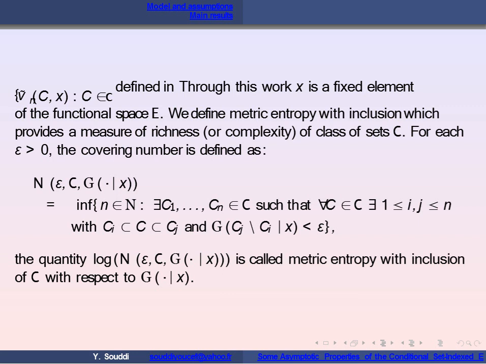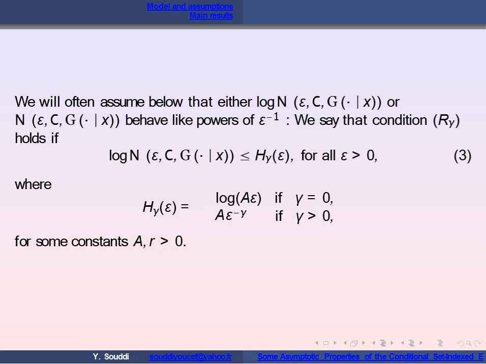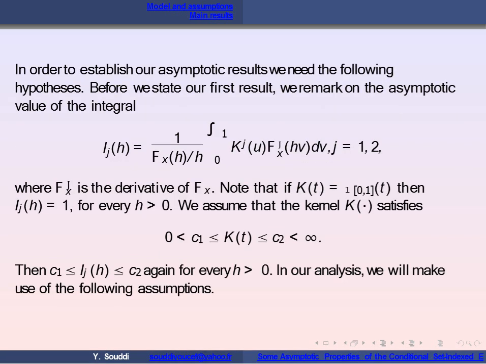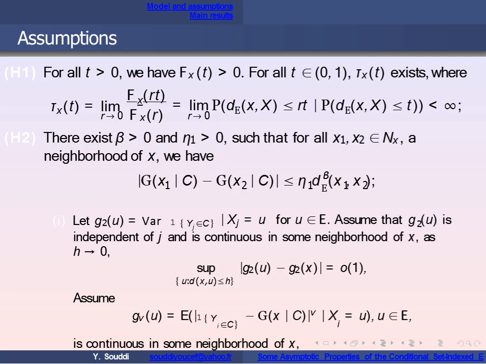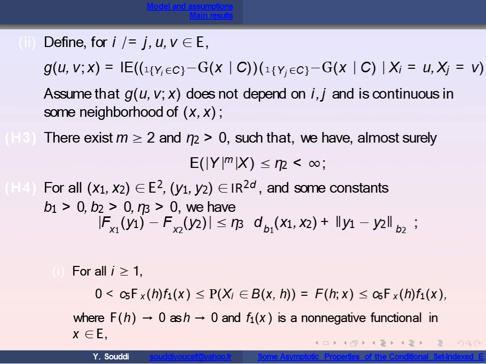Throughout this work, x is a fixed element of the functional space E. We define the metric entropy, which provides a measure of the richness of the class C; for each epsilon, the covering number is defined by the formula. We also need the Lipschitz condition of the regression function, and the third assumption is the finiteness of the expectations.